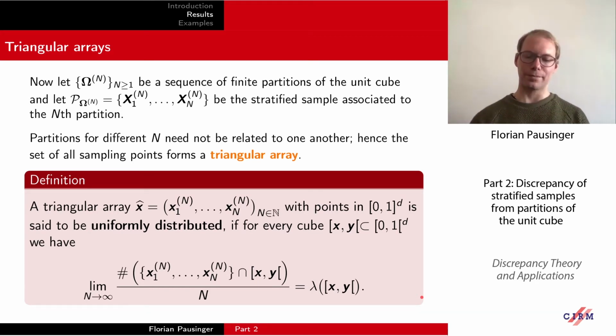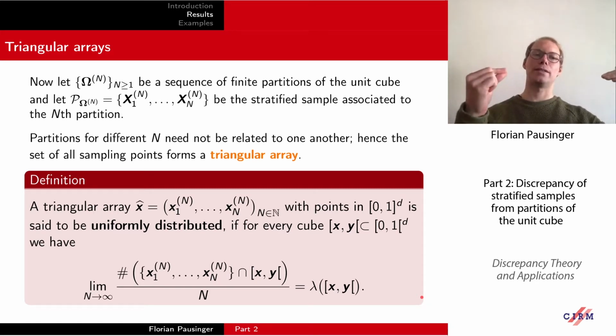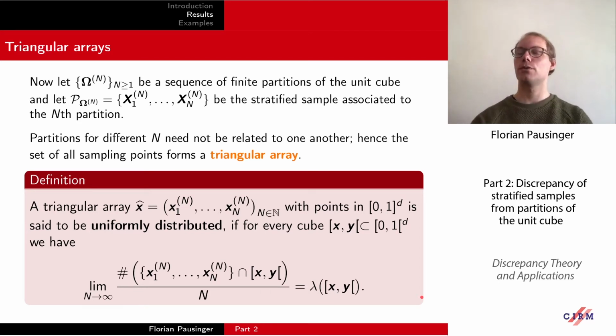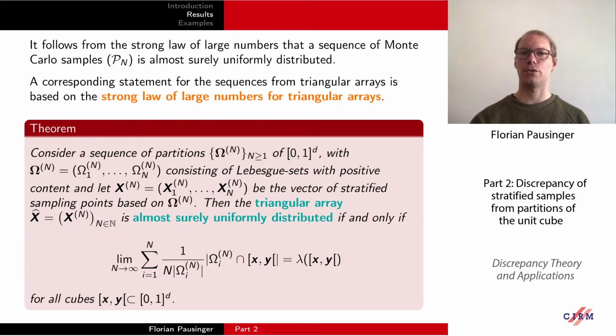If you are just working with an infinite sequence, you can also write this infinite sequence as a triangular array. The only difference is that if you go from row n to row n plus 1, you carry over the first n points and you add your new point. This gives you a perfectly valid triangular array. However, the notion that we have here is a bit more flexible because it actually allows rows to be different and still gives you this asymptotic notion of uniform distribution. And then we have a characterization of uniformly distributed triangular arrays. So we have this little limit relation here.